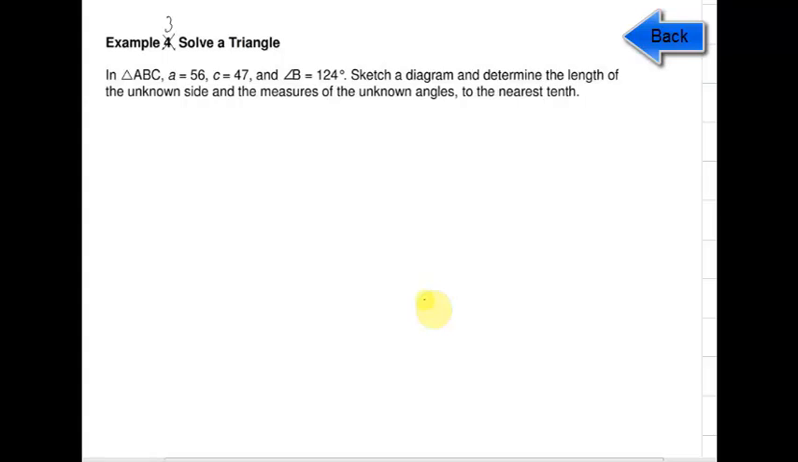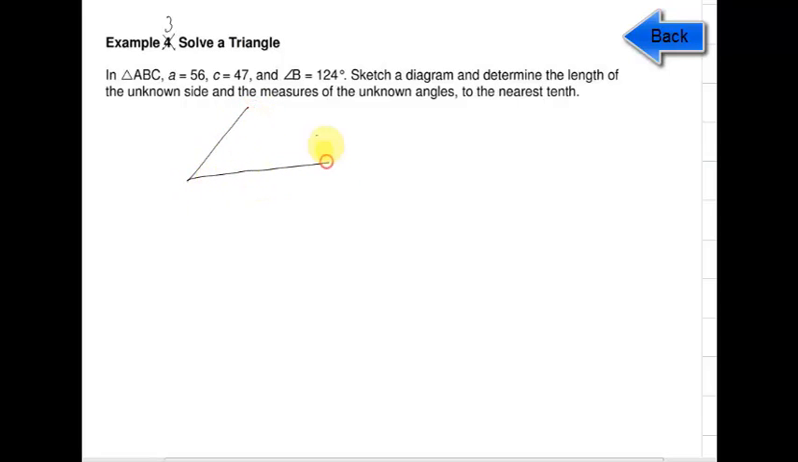We are given that triangle ABC has a side length for A of 56, a side length for C of 47, and an angle B which is 124 degrees. You've been asked to sketch a diagram, determine the length of the unknown side, and the measures of the unknown angles to the nearest tenth. Okay, so let's draw our triangle.